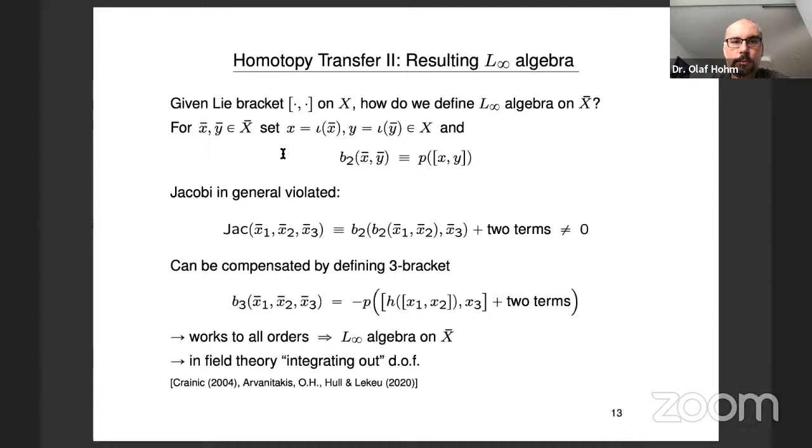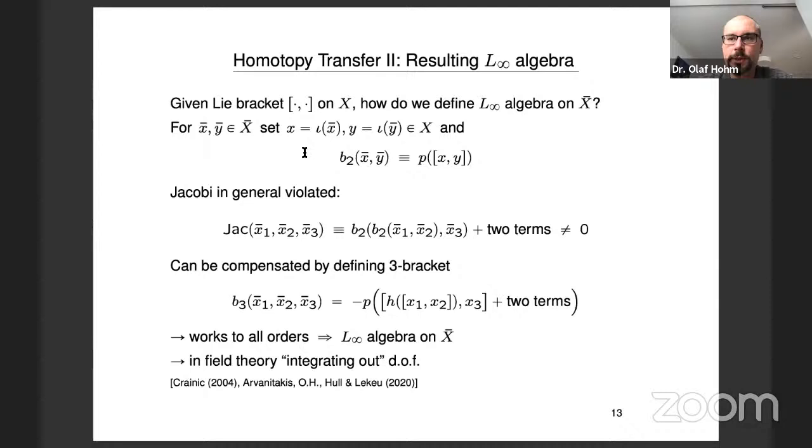Okay. So let me first finish this homotopy transfer theorem. So let's do it for the example of a Lie algebra on X. Given a Lie algebra on X and a differential, of course, so it's a differential graded Lie algebra, how do we define an L infinity algebra on X bar? So what we have to define is a two bracket on X bar. So how do we do that?